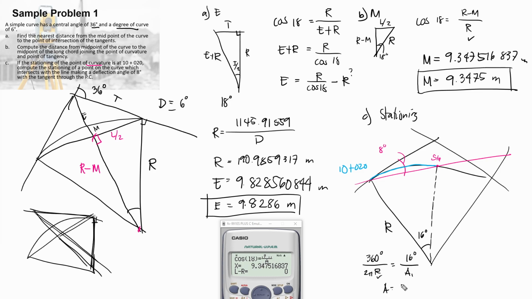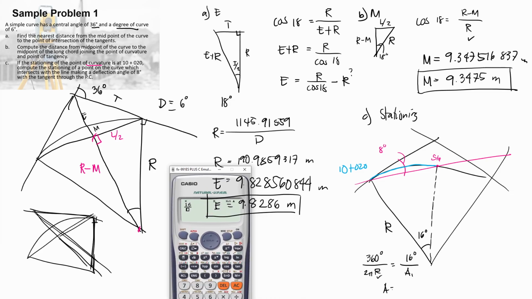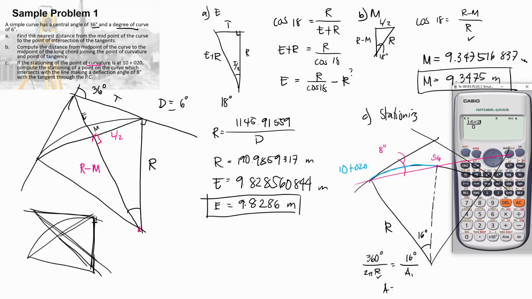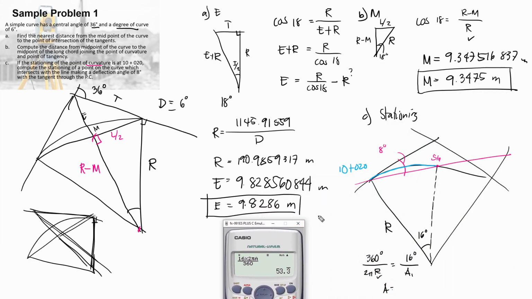So, yung arc distance na yun is equal to 16 multiplied by 2 pi radius. Nasa A nga yung radius natin. Cross multiply, divided by 360. So, yung distance na yon is 53.33, or non-terminating decimal na siya. So, hindi matatapos.